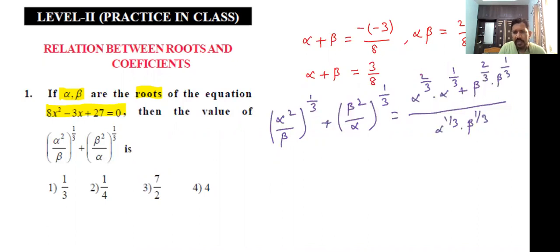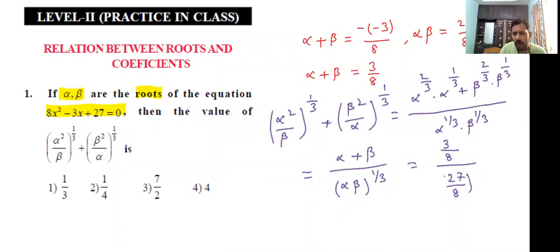Numerator, observe that bases are equal, so powers should be added. Then the power we get is 3 by 3, that is 1. So overall the numerator is alpha plus beta. But in the denominator, see, alpha power 1 by 3, beta power 1 by 3, I have written as alpha beta whole power 1 by 3. What is the alpha plus beta value? 3 by 8. Alpha beta, 27 by 8, whole cube.